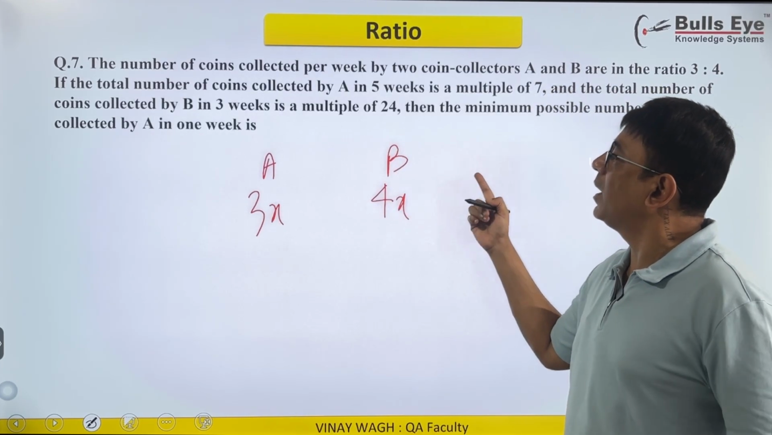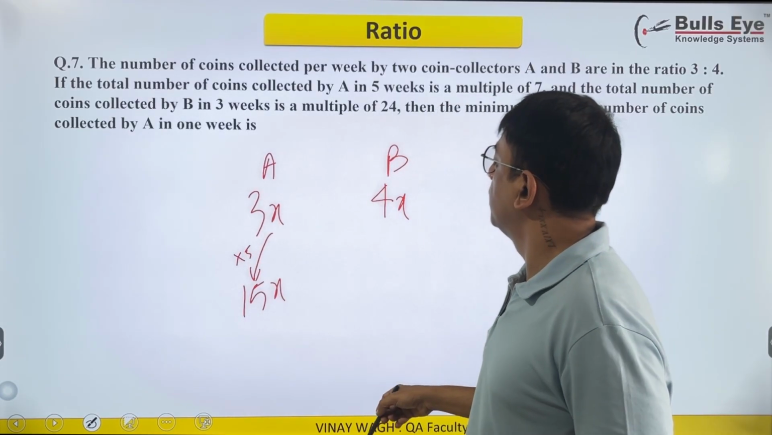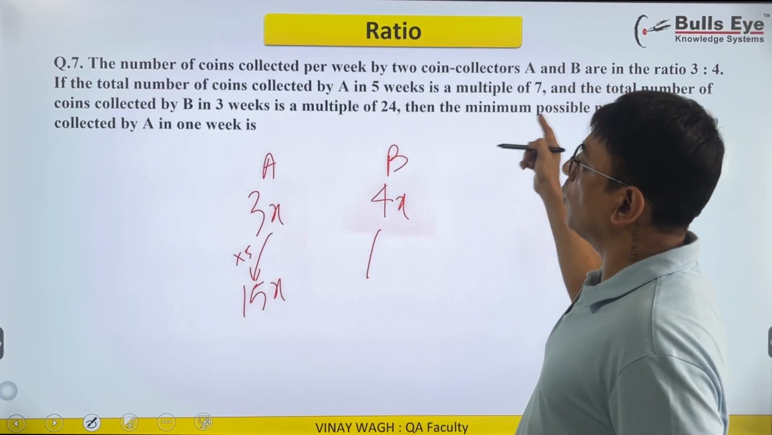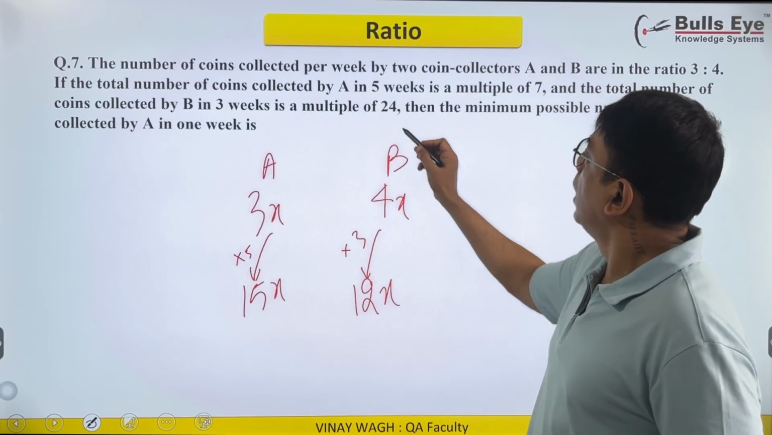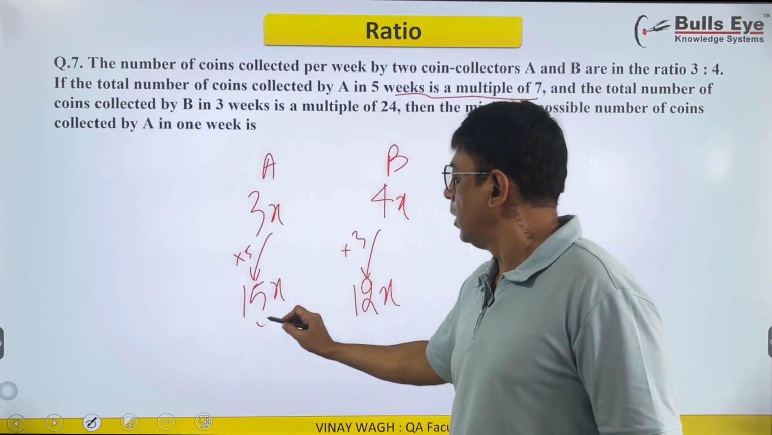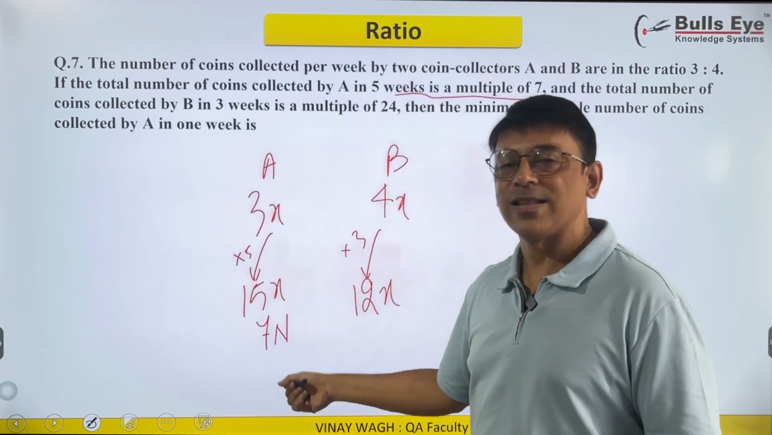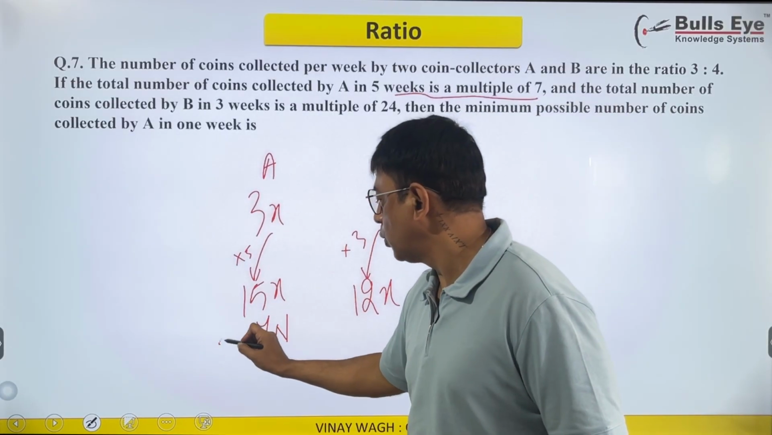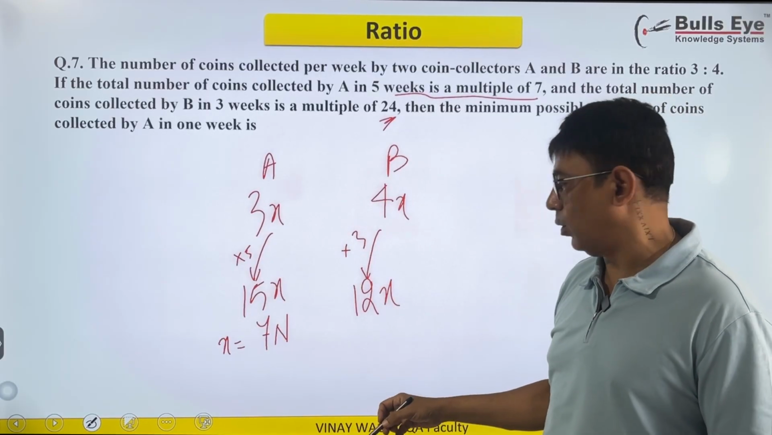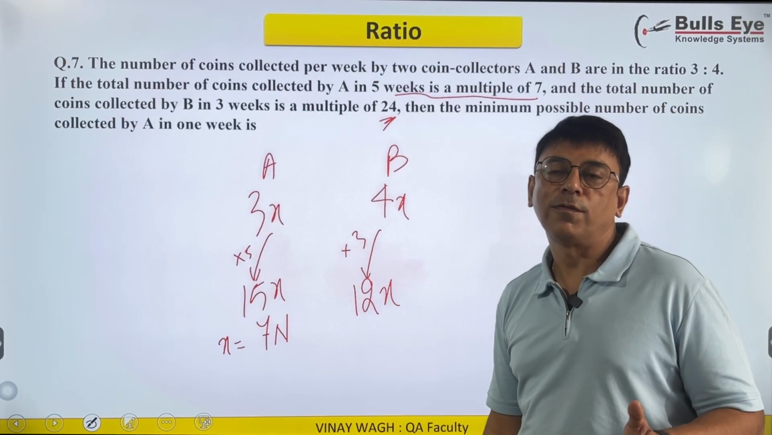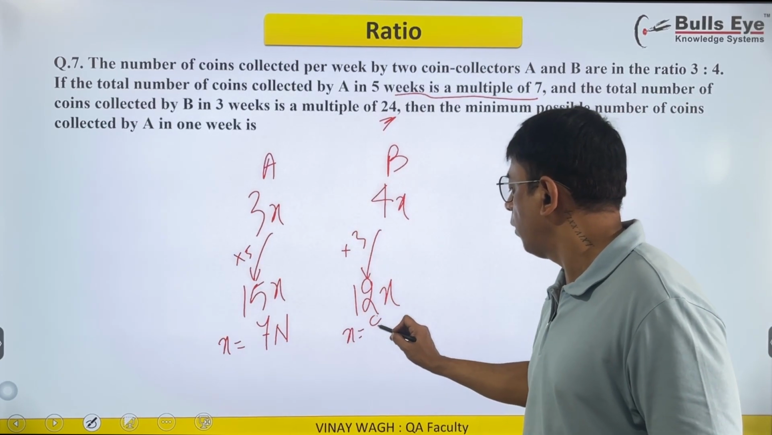Total number of coins collected by A in 5 weeks. So in 5 weeks, this will be 15x and total number of coins collected by B in 3 weeks. So this will be 12x. Now this is a multiple of 7. Now if this is a multiple of 7, 15 doesn't cover 7. So x has to take care of that. So x has to be a multiple of 7. And 12x is a multiple of 24. 12 does cover some part of it, but for it to be a multiple of 24, x should take care of the remaining 2. So x is a multiple of 2.